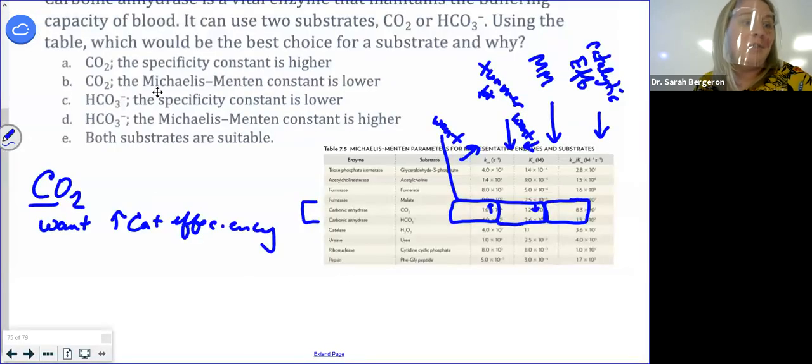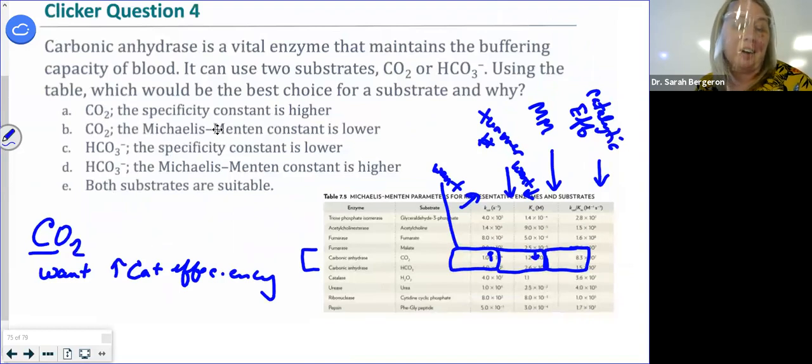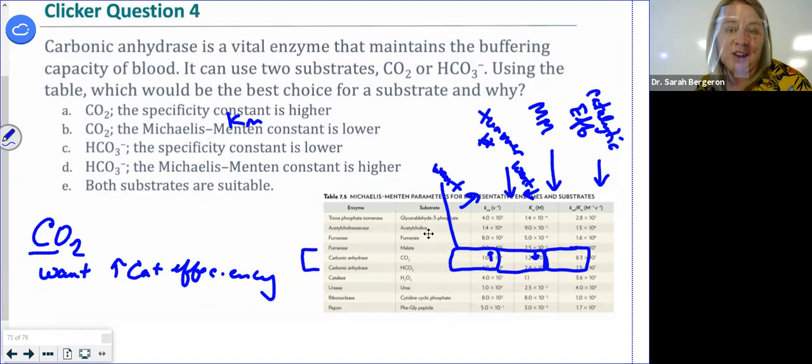Okay, so for CO2, the specificity constant is higher. And then for CO2, the Michaelis-Menten constant is lower. So if the specificity constant... that's Km. If Km is higher, I'm sorry. Km, the Michaelis-Menten constant, is lower. So Km here is lower in CO2.